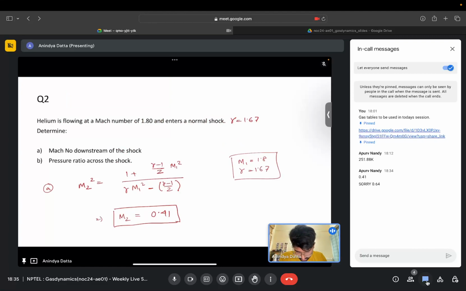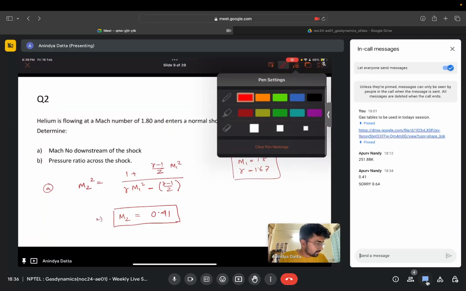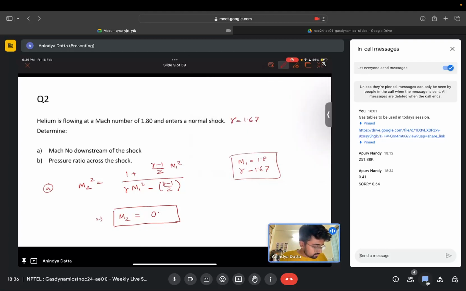Just recheck once. M2 square, sorry, you are right. M2 square we are getting is 0.41, and M2 is 0.64. Yeah, thanks for correcting this.